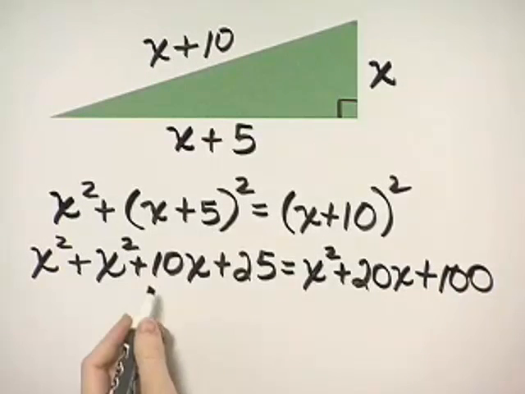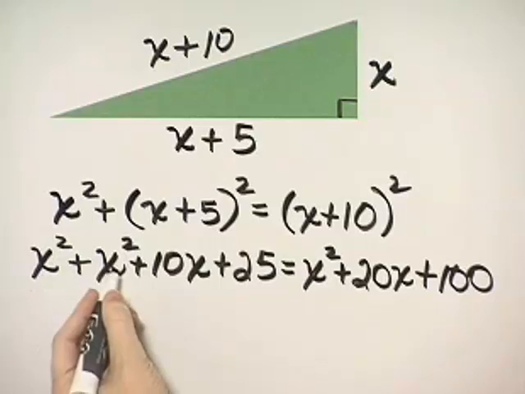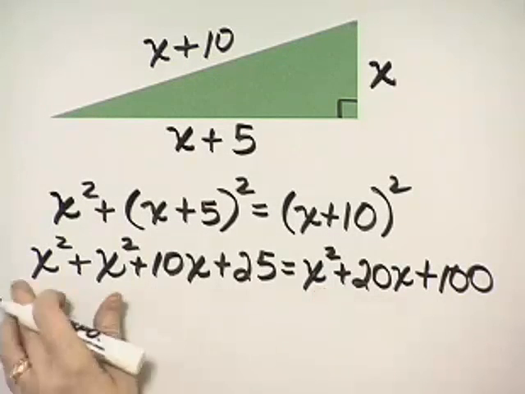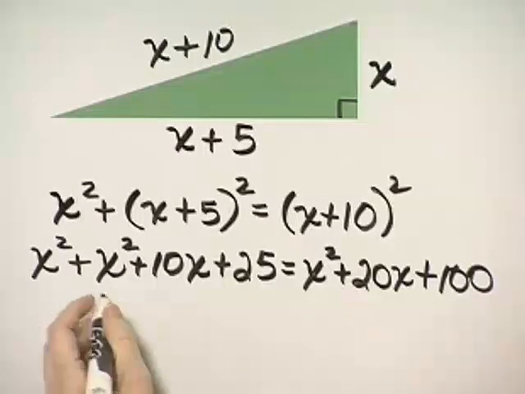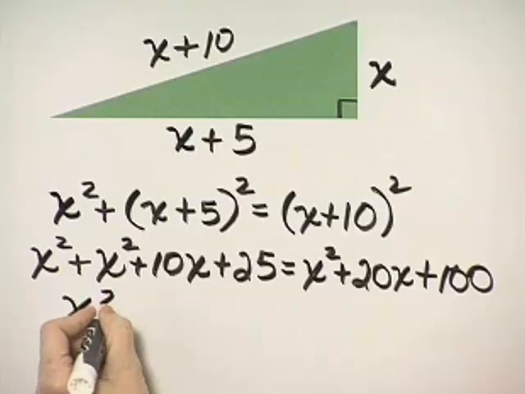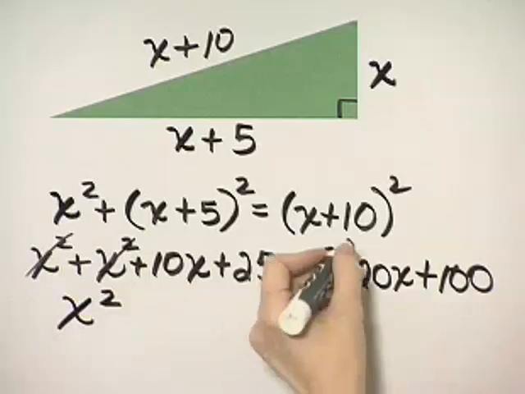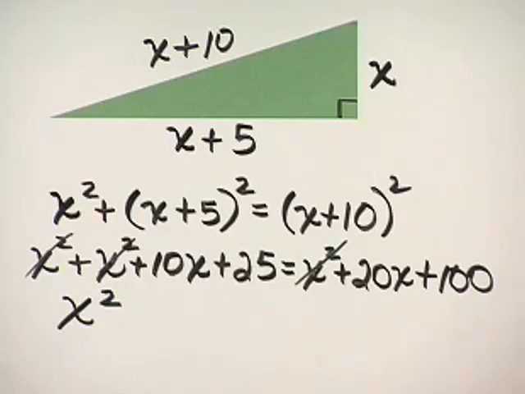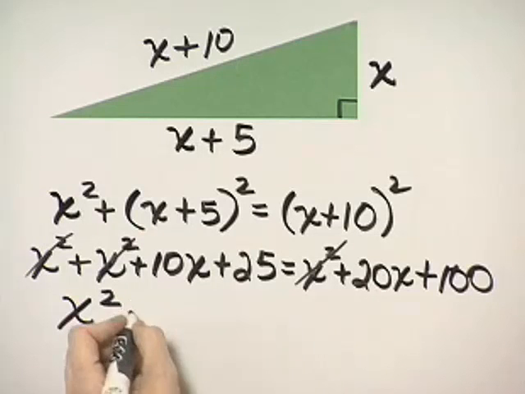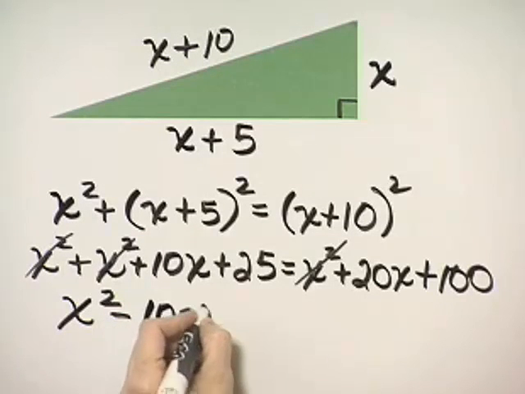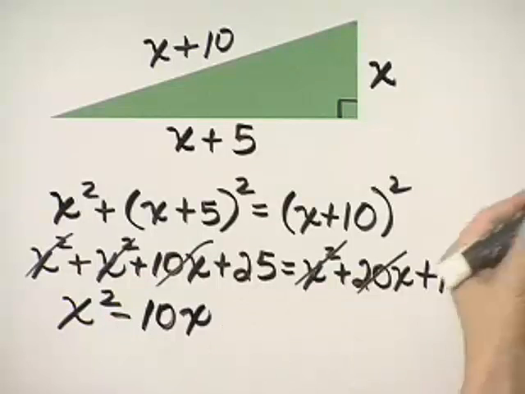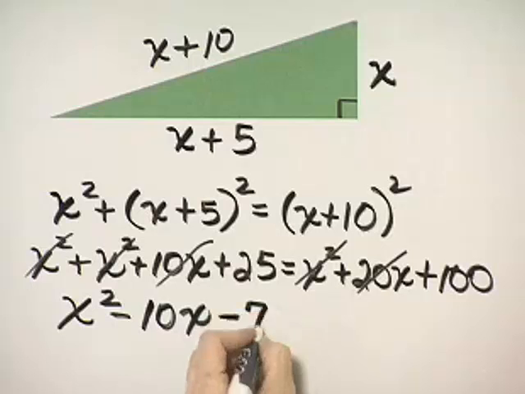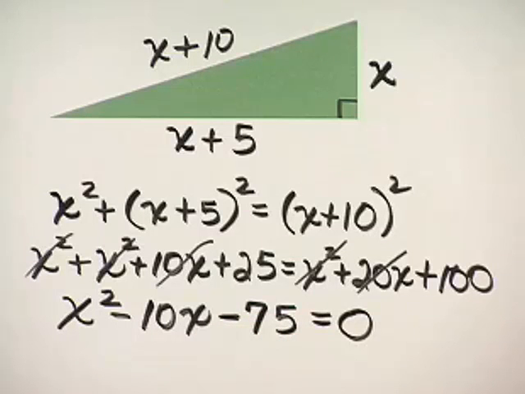And now let's see what we have. We have x squared plus x squared, and then I'm going to subtract x squared. So that's 2x squared minus x squared is x squared. And I've taken care of these terms. I have 10x minus 20x. I'm subtracting 20x from both sides, so that's minus 10x. And then I have 25 minus 100, that's negative 75 is equal to 0.